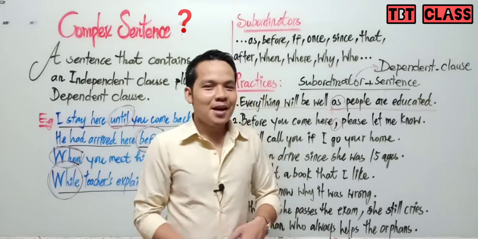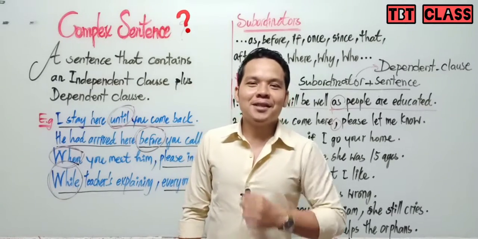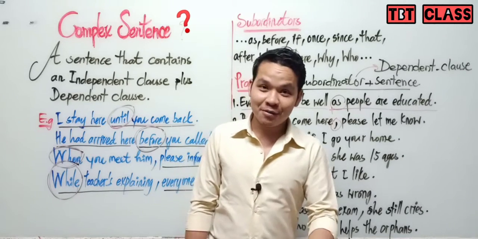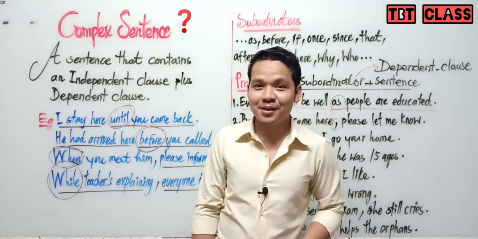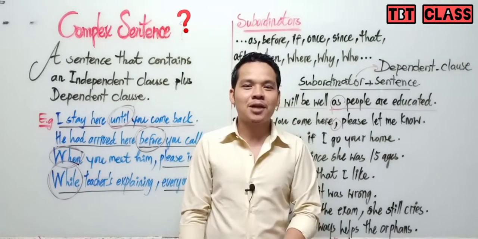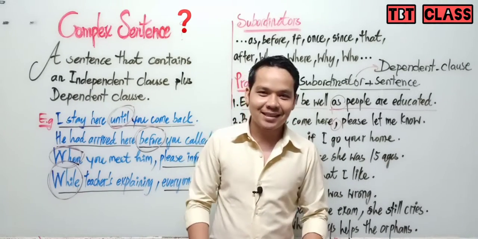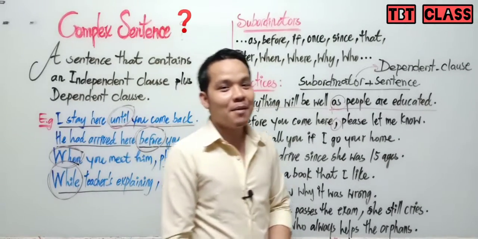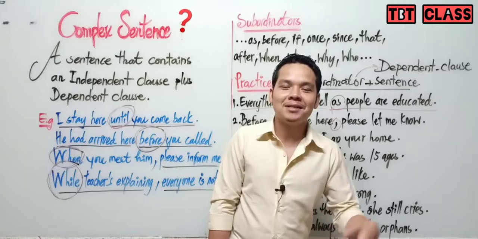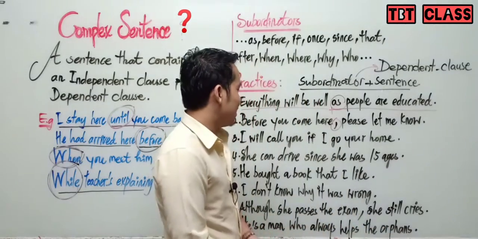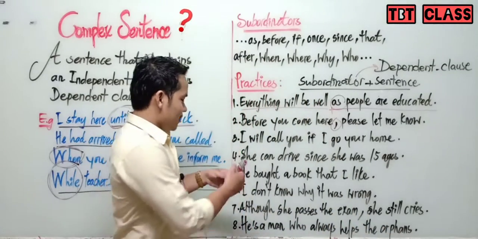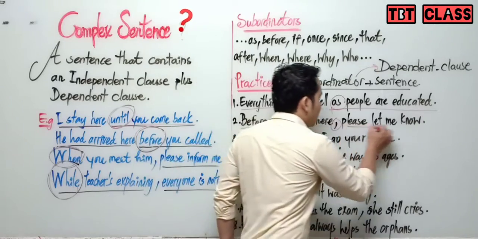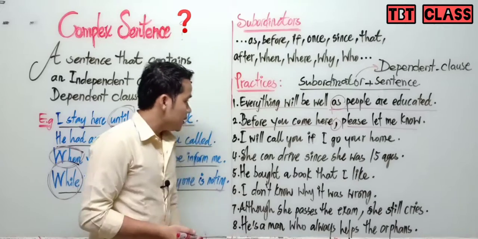Note: in every complex sentence, when we use the dependent clause at the first, we use a comma. Don't forget to use the comma. Only in writing do we use a comma; in speaking, no need for such detail. Just say the simple sentence: Before you come here, please let me know. That's enough. No need to say comma. So this one we call the dependent clause, and this one the independent clause.